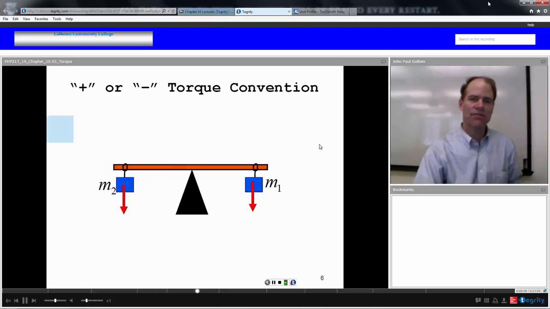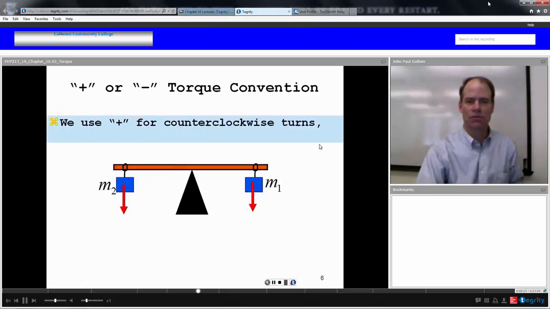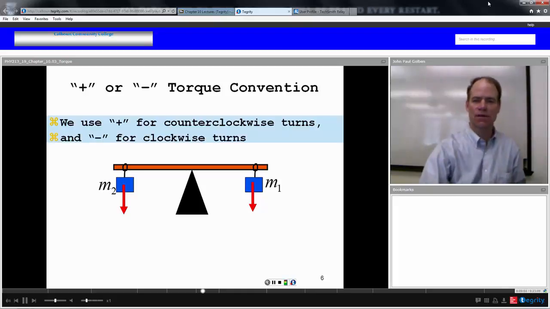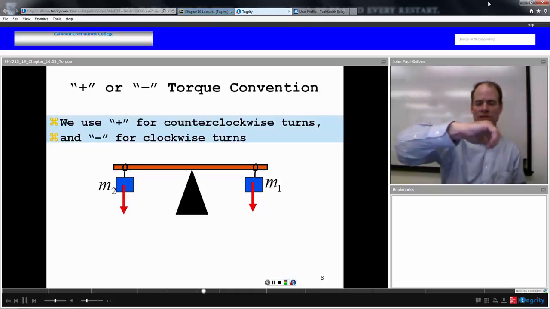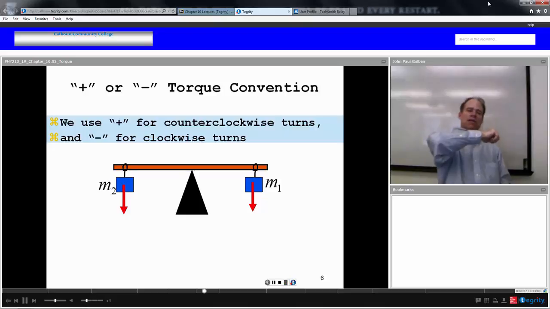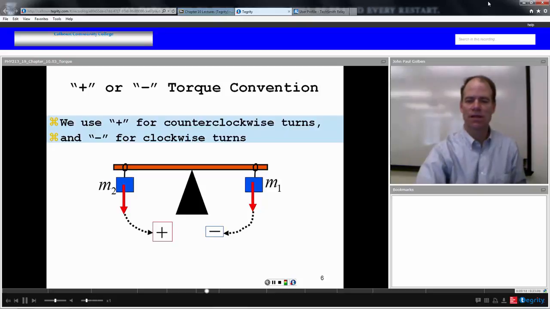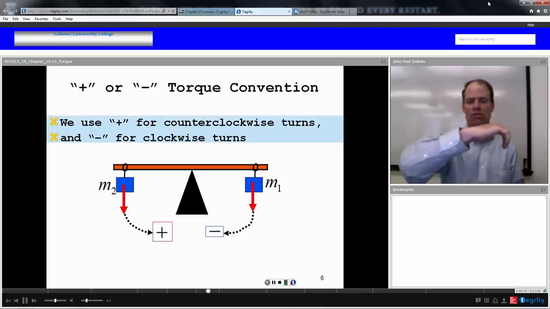So we actually have a sign convention for torques. We use positive torques for counterclockwise rotations. That means you're going in the positive z direction outward here. And we use negative for clockwise rotations as you're going in the negative z direction into the page. So counterclockwise is positive, clockwise is negative, according to the right hand rule for the rotations.